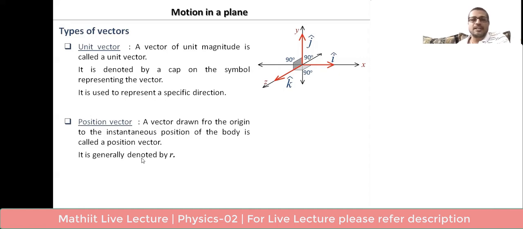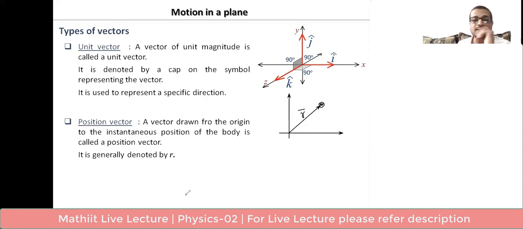So whenever we draw an x-axis and a y-axis, and suppose there is a body here, like suppose there is a potato here or something. You want to indicate the position of that potato. So what you do is, from the origin, you draw a vector to the body. This vector, which indicates the position of the body, is called position vector, and it is generally denoted as R bar.